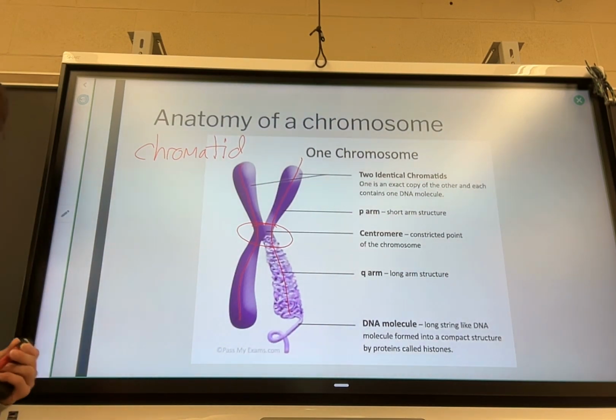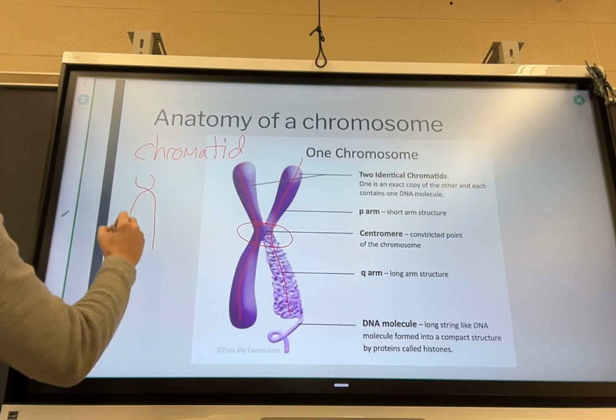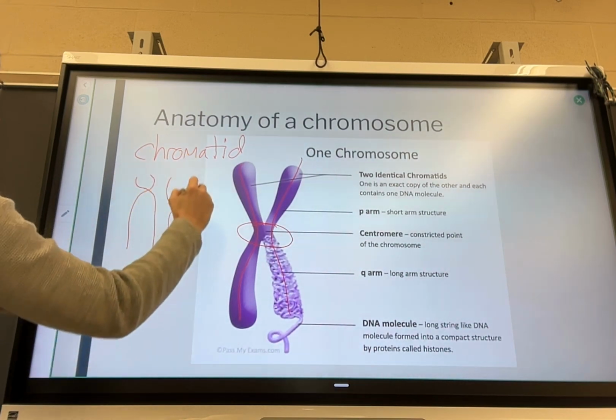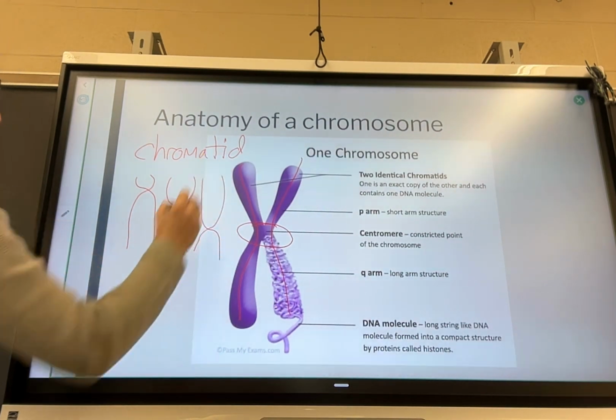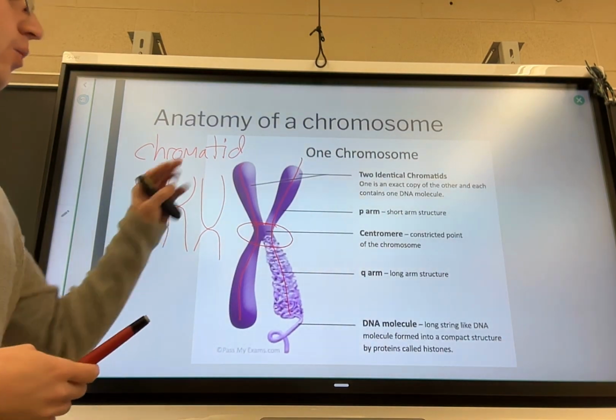Sometimes it's found in different spots. So for certain chromosomes, it'll be way up at the top. Sometimes it'll be in the middle. Sometimes it'll be at the bottom. So we're not going to worry about the arms.